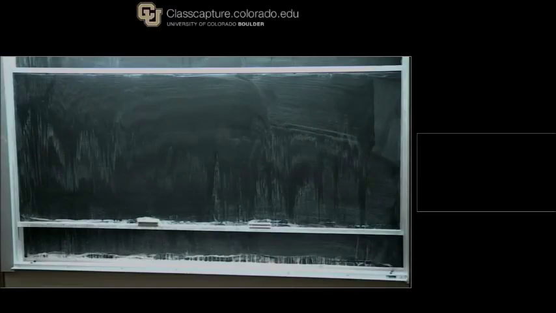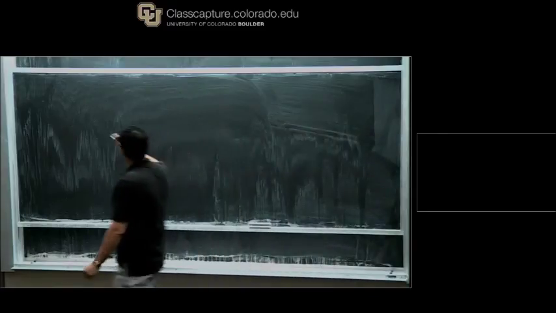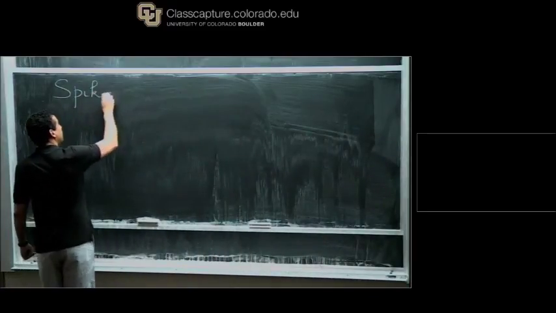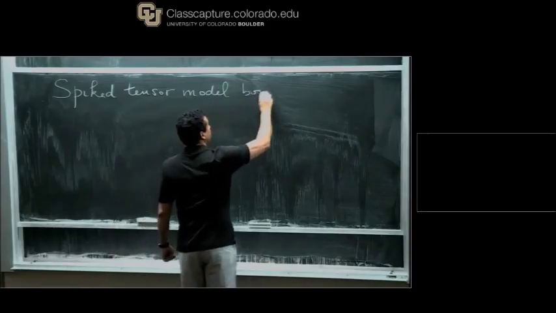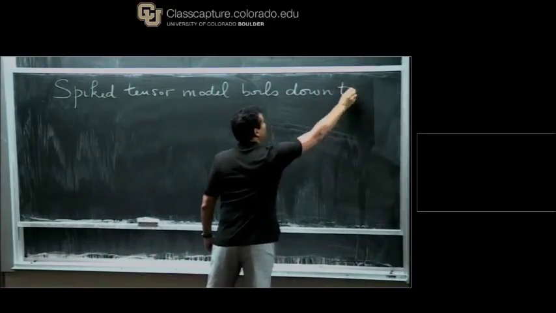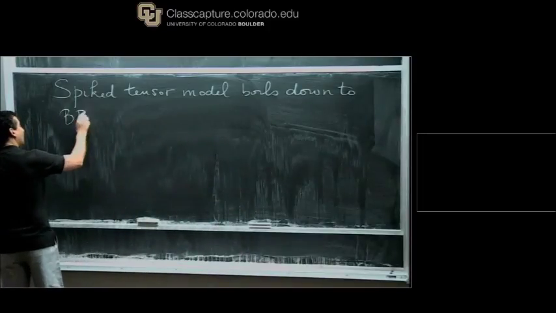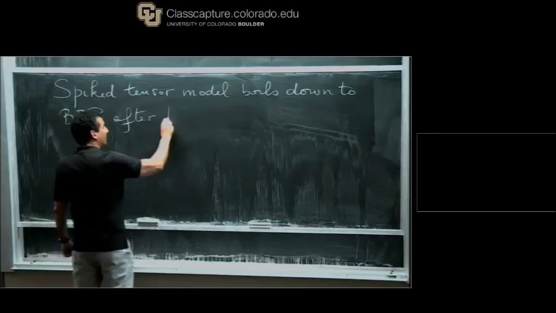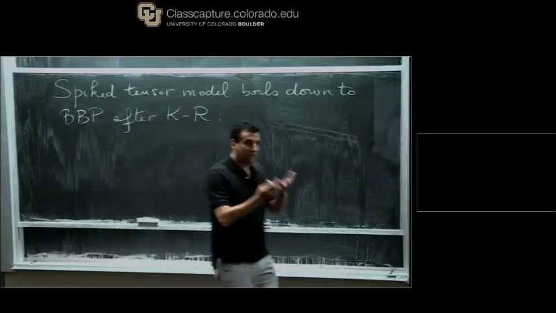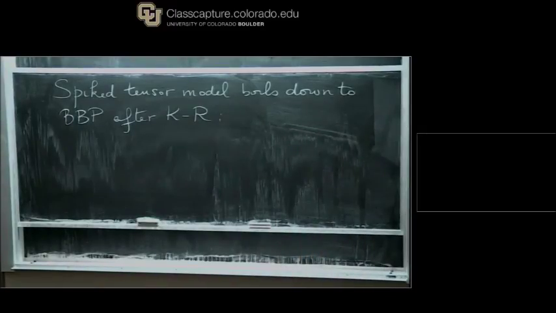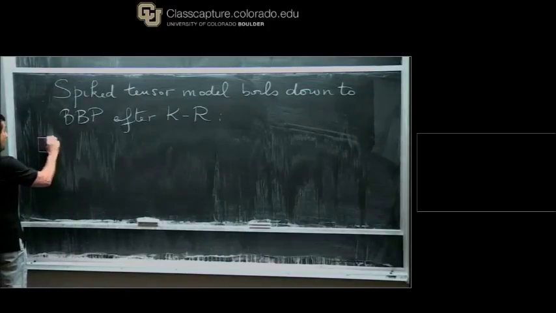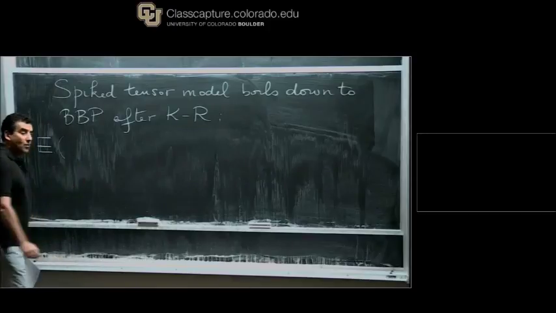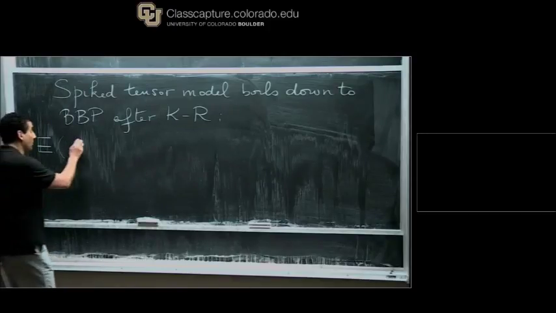So let me come back to this spike tensor model very quickly. The spike tensor model boils down to the BBP transition after Kac-Rice formula. So once you apply Kac-Rice formula, this spike tensor model becomes a BBP transition problem. All right, so once more, the Kac-Rice formula, which again is a simple formula. So in the end, I will compute in this case something a little more precise than what I did before. I will compute the number of critical points.